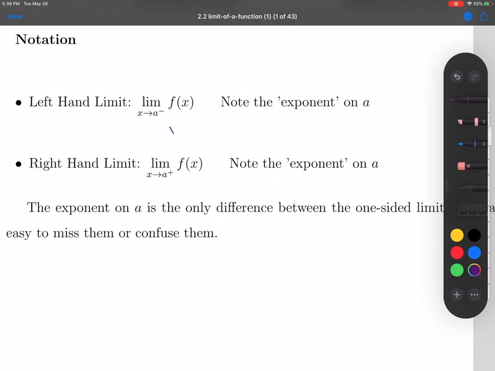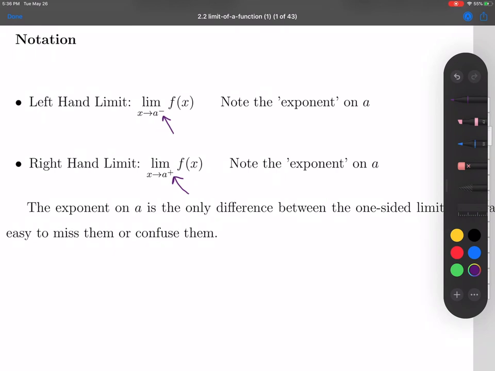Some people like to think of this as a little exponent here, like a raised to the negative. It's not really an exponent, but you can kind of think about it as being in the exponent position. But that is what denotes a left-hand side limit. A right-hand side limit is everything the same, except there's not a minus sign in the exponent position above a, it is now a plus.